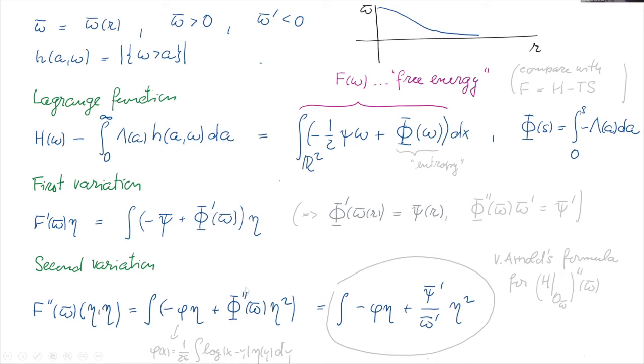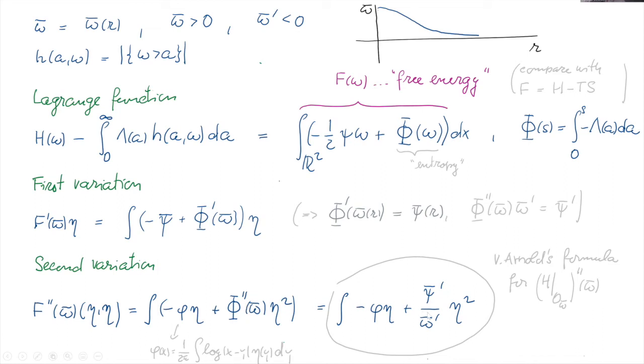So we again have the two ways to look at it. If we just look at it in a straightforward way as the second differential of the Lagrange function, that's straightforward, that's this formula here. But one can also interpret it in the Arnold sense as the second variation of H constrained to the given values of the distribution function.